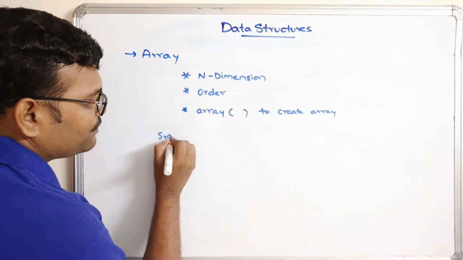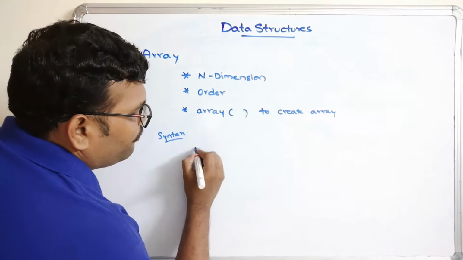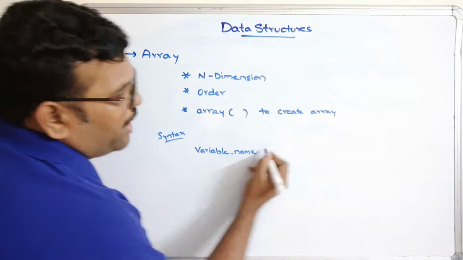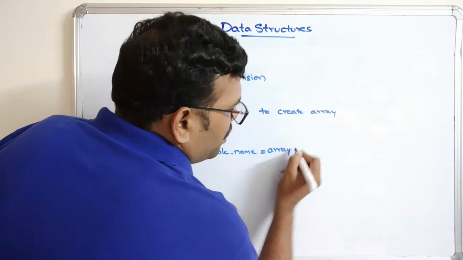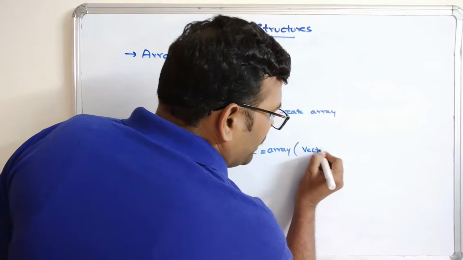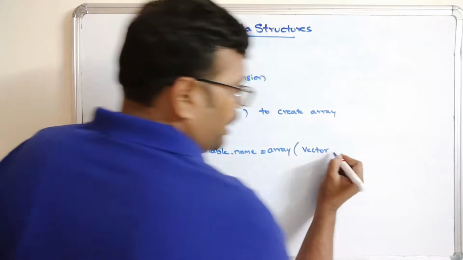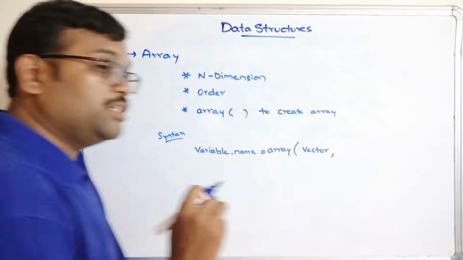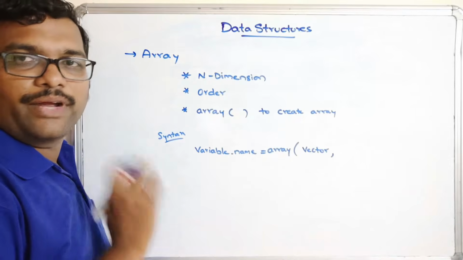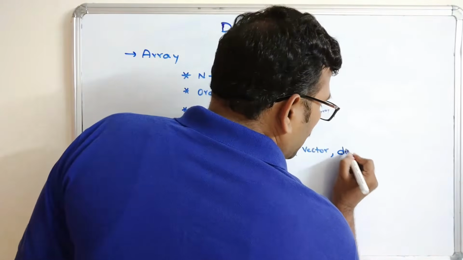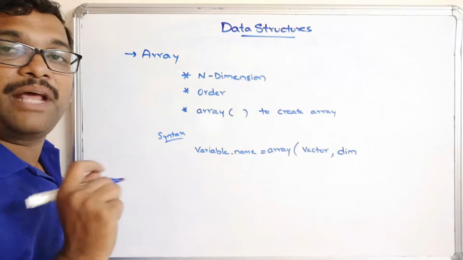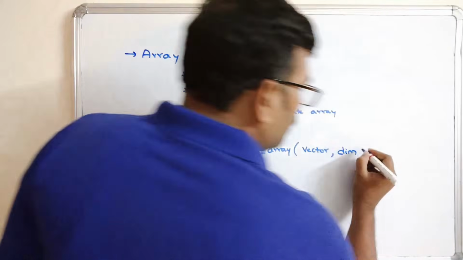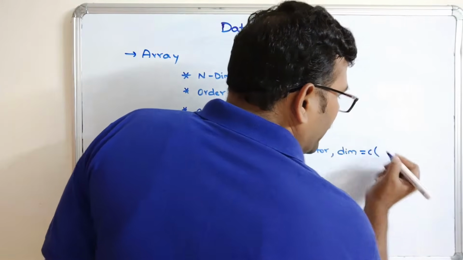And the syntax for this array is some variable name or array name. Give the complete vector here, and the second parameter will be the dimension. The dimension should also be given in terms of a vector. So for that I have to give the parameter called dim, which stands for dimension. So dim is equal to a vector.